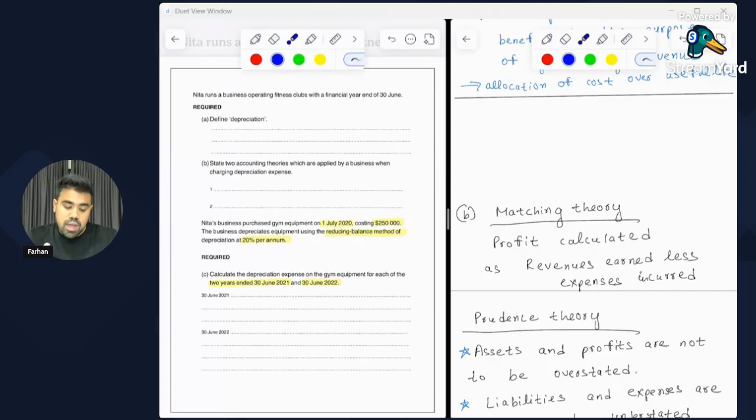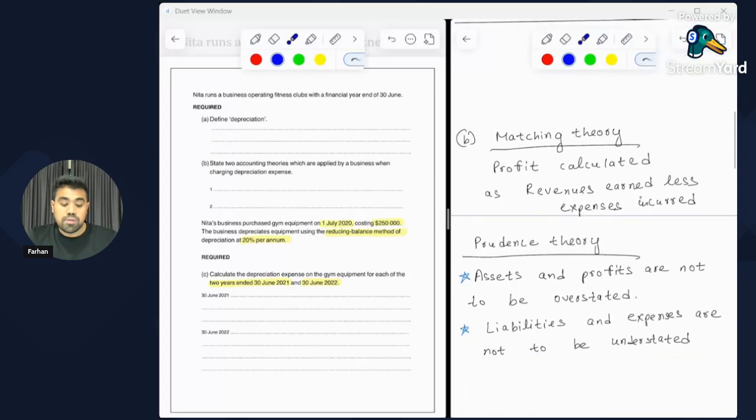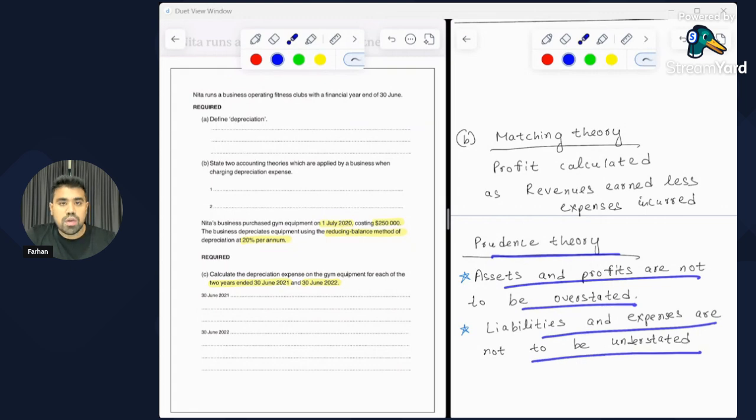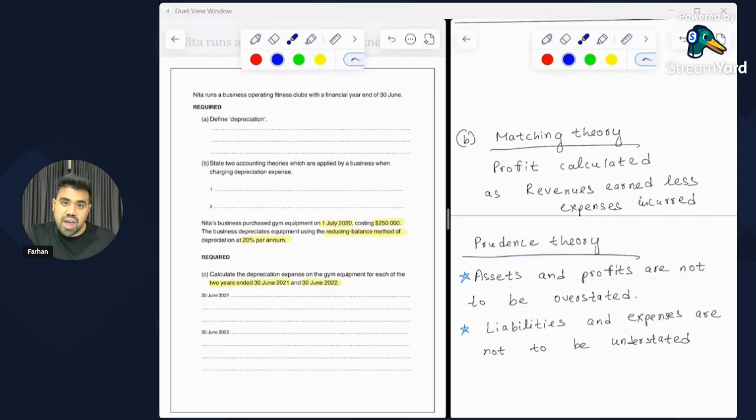All right. The next theory or concept that we can look into is the prudence concept. Now, the prudence concept simply states that assets and profits are not to be overstated, and liabilities and expenses are not to be understated. So you do not want to forget depreciation, because depreciation is an expense as we understand.